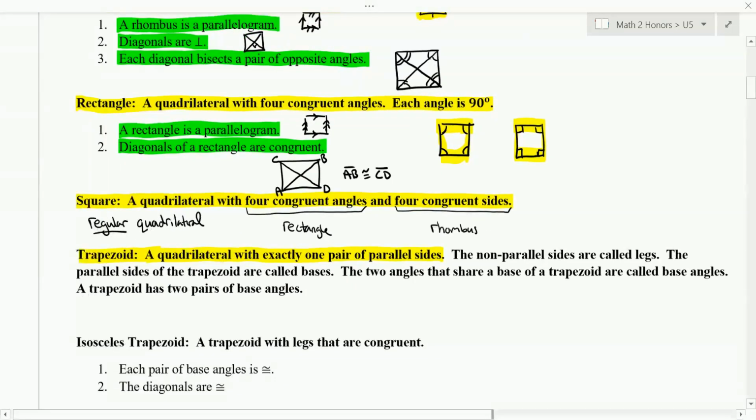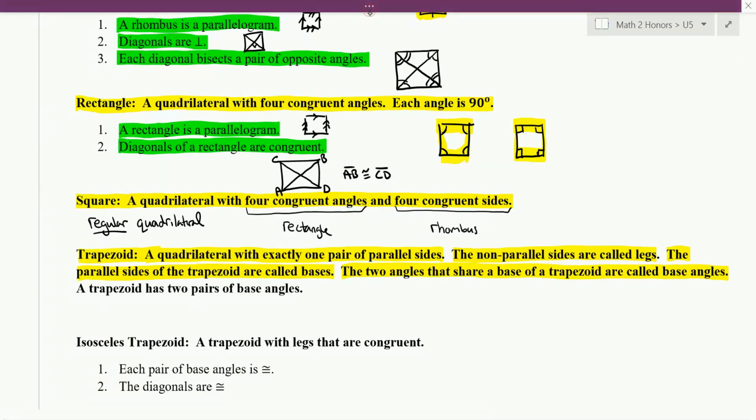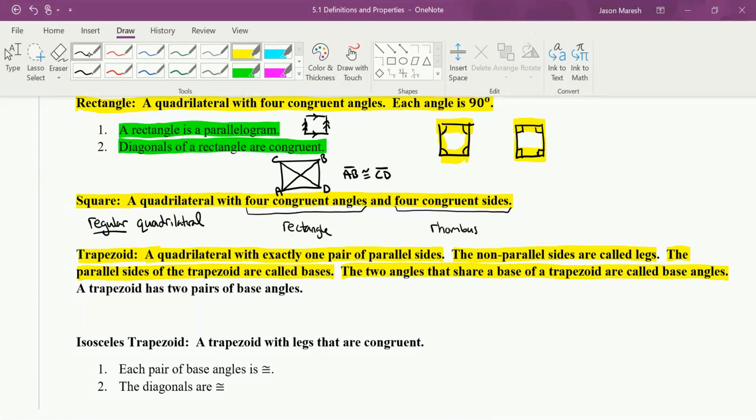You want to know that the non-parallel sides are called legs, and that the parallel sides are called bases. And that the two angles that share a base of a trapezoid are called base angles. And I'm going to draw a little diagram to go with this here.